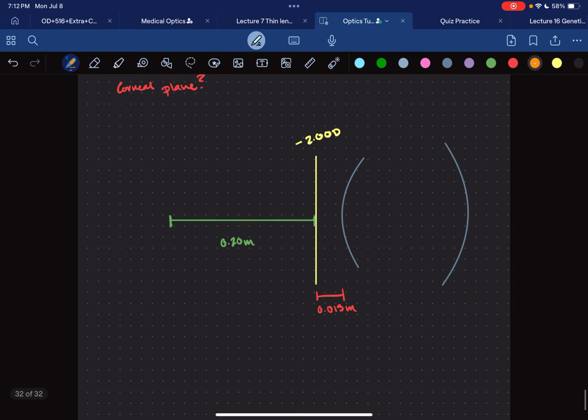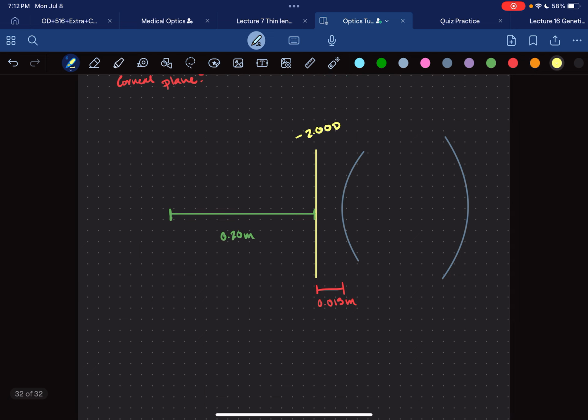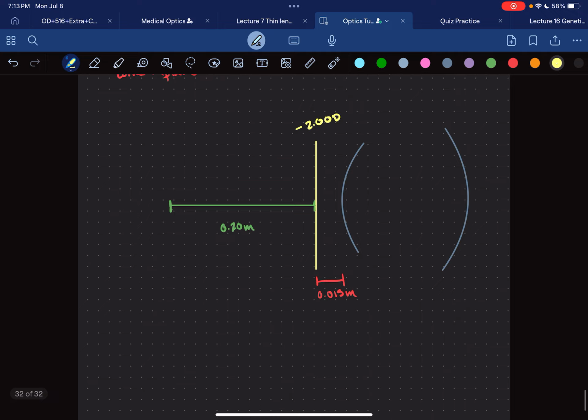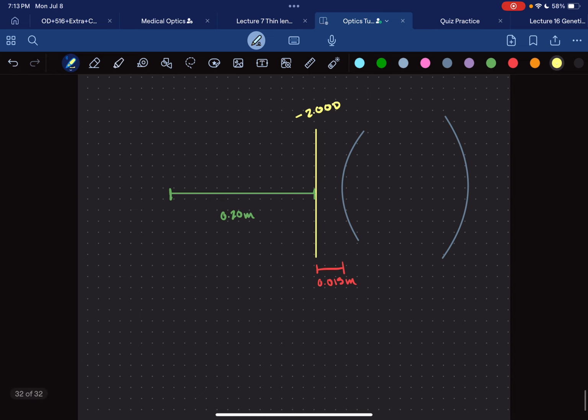So, first thing that we want to do, since we're going to have to find the divergence at the cornea as well, is find what the contact lens or the corneal refractive error is equal to. Because we know the glasses is at -2, the refractive error at the cornea is going to be less than that. So we need to figure out what that is real quick.